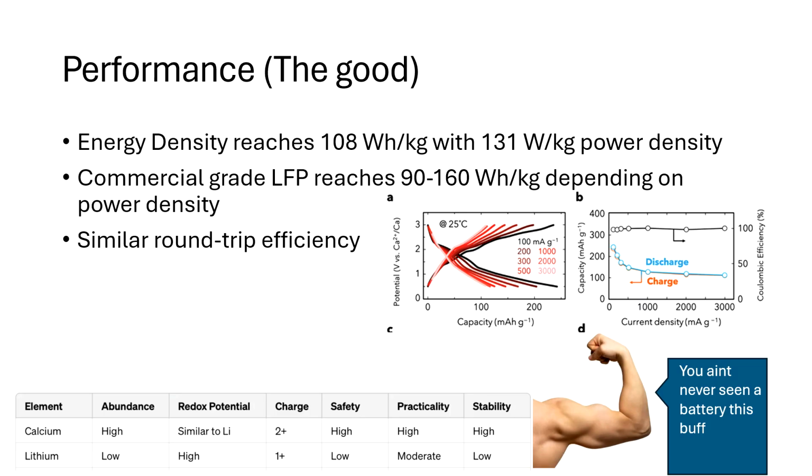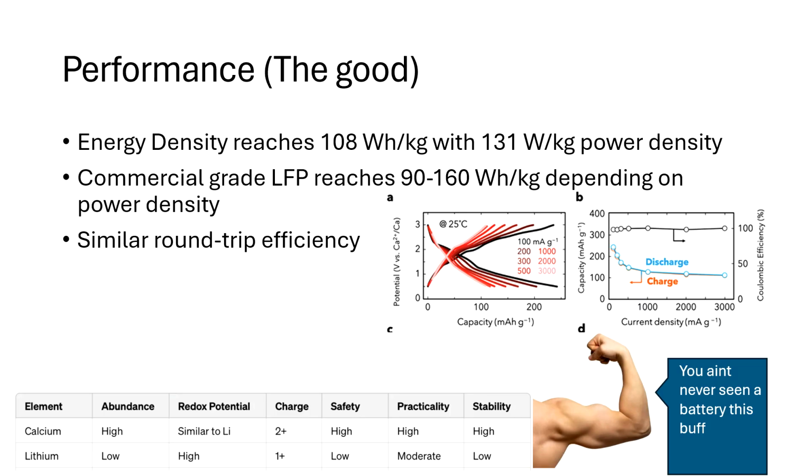By comparison, a commercial grade LFP, or lithium iron phosphate battery, reaches between 90 to 160 watt-hours per kilogram, depending on its power density. As you can see, this is a little bit higher on average, but again, remember that calcium is way more abundant than lithium. So what this means is that calcium is going to be way cheaper in the future compared to the manufacturing of a lithium battery.